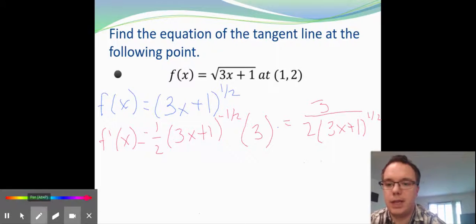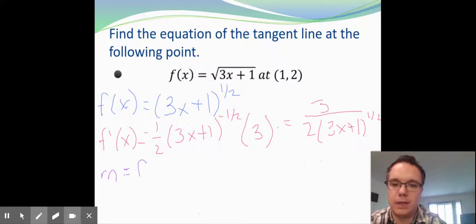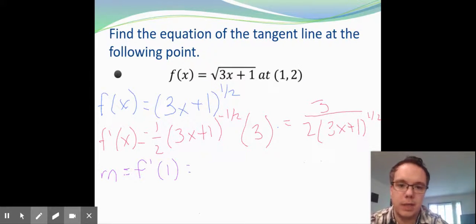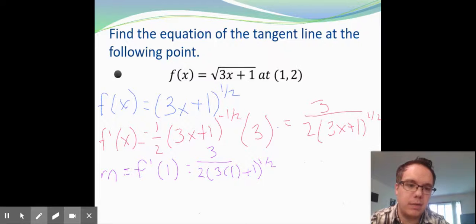So now if we want to find our slope, we're going to go ahead and find our derivative at 1. So if I plug in 1 into that equation, I'm going to get 3 over 2 times 3 times 1 plus 1 to the 1/2 power. So 3 times 1 is 3, 3 plus 1 is 4, and 4 to the 1/2 power means you take the square root. The square root of 4 is 2. 2 times 2 on the bottom then is 4, and on top we're going to have 3.